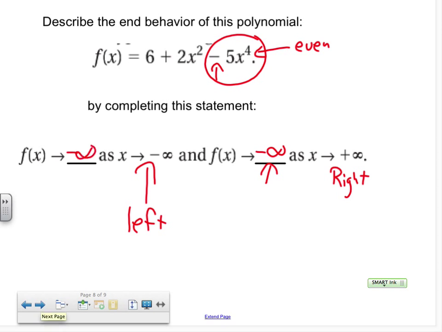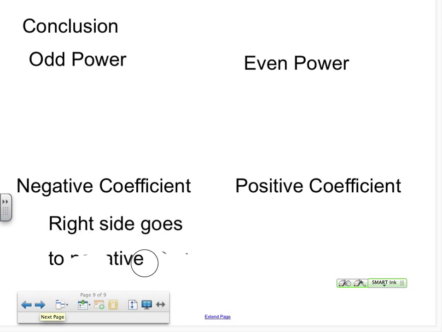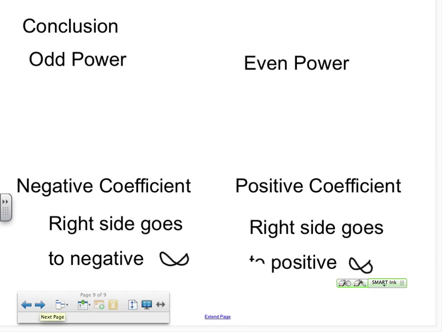So in review, to see your end behavior, there's a couple things you need to look at. You need to look at your powers and your coefficients. Look at your coefficients first. If your lead coefficient is negative, the right side goes to negative infinity. If your lead coefficient is positive, the right side goes to positive infinity. And once you know that, look at your power.